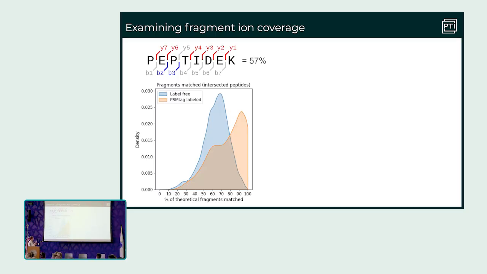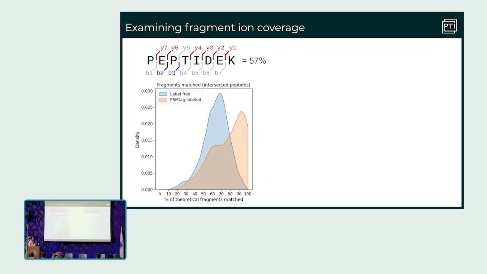If we take this metric and apply it to our set of intersected peptides from before, we see that the addition of PSMtag leads to a distinct shift toward higher percentages of theoretical fragments matched in our peptides, with a significant proportion actually showing 100% theoretical fragment matching. So this metric is going to have one of the highest correspondences to score in a traditional database search context.